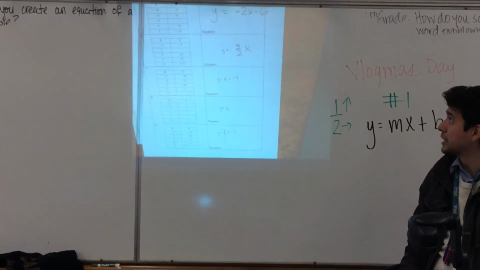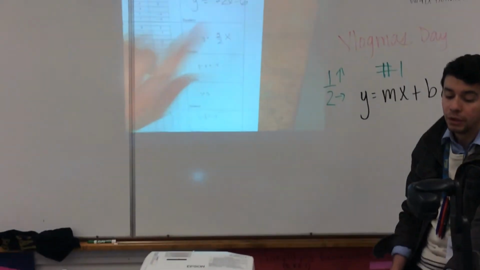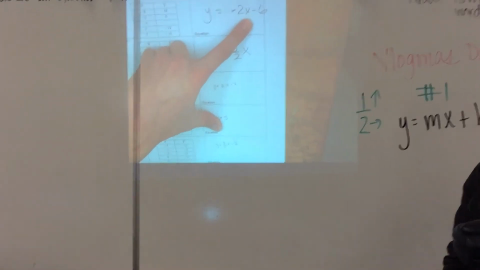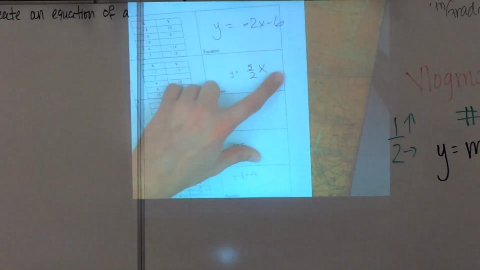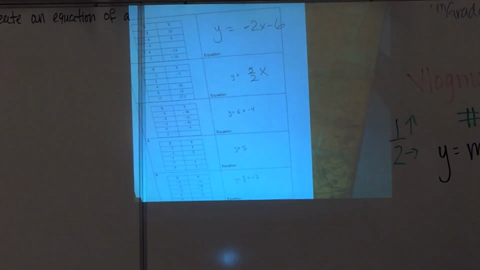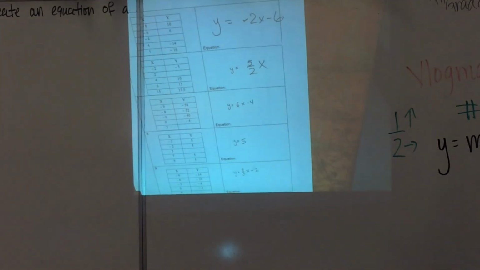You also have to remember to tell me if it's proportional or non-proportional. Do you notice that this one has a y-intercept? That's why it's non-proportional. But if you look at this one, does it have a y-intercept over here? It doesn't. So that's why we call that one proportional.